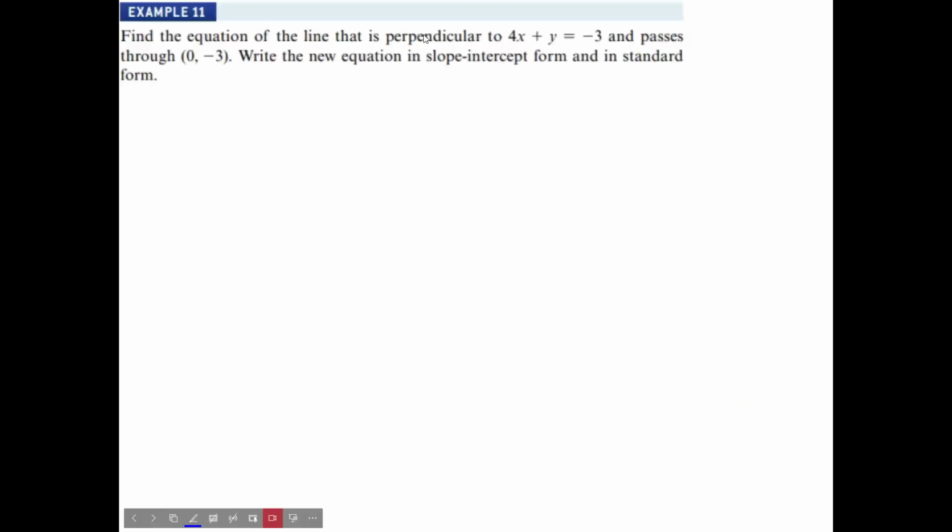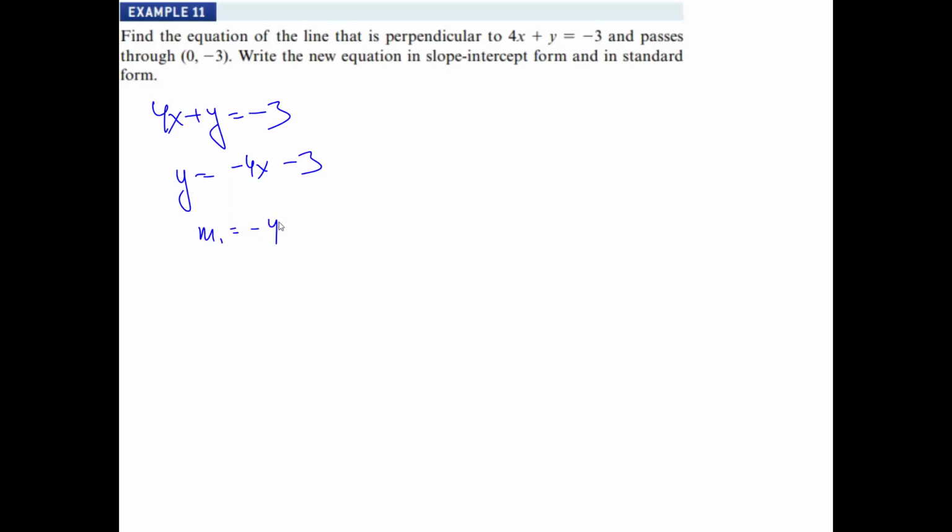Find the equation of the line that is perpendicular to and passes through. So 4x plus y equals minus 3. So y equals what? Minus 4x minus 3. Yes? So M1 is minus 4. M2 will be minus, that should be more clear. Yes?